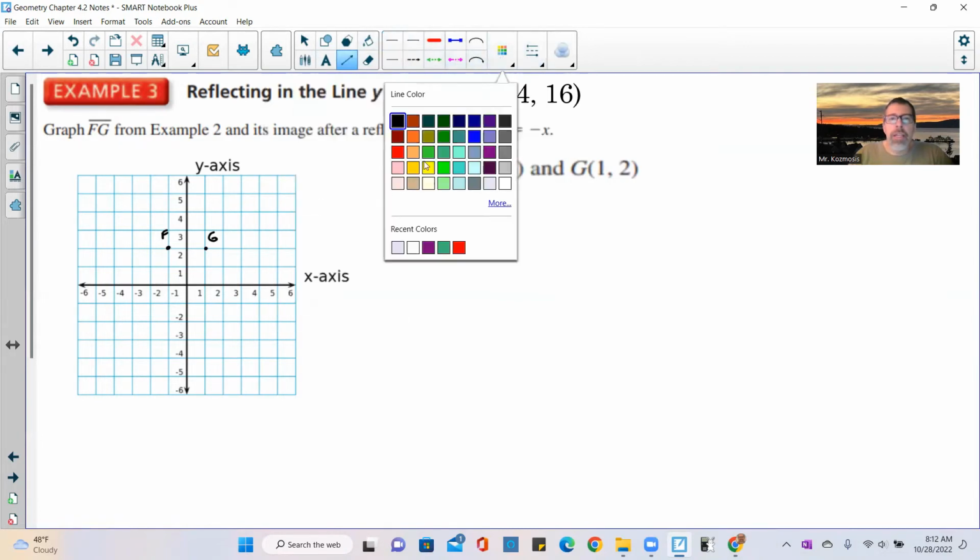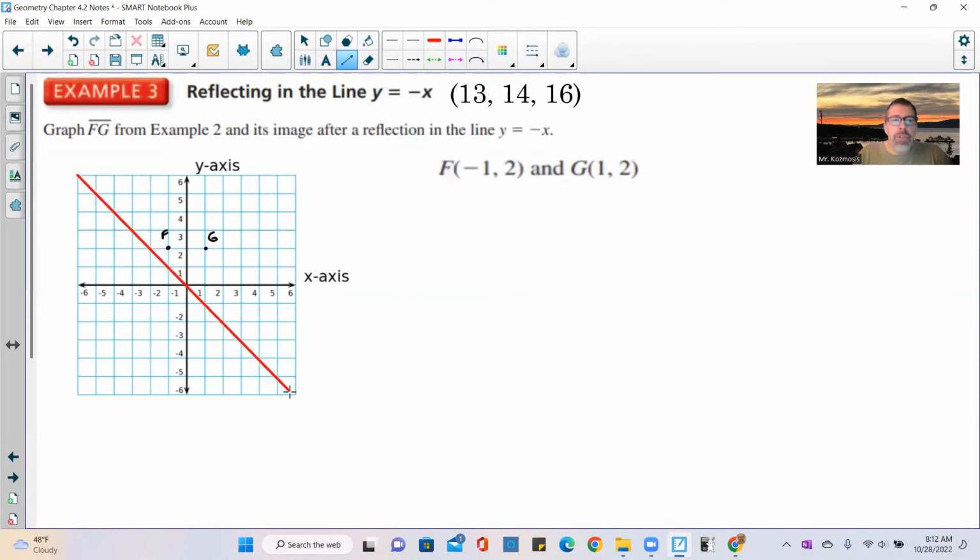So let me make that red. And y equals -x goes through the origin with a slope of -1. So there it is. Let me label it y equals -x. Okay, so I'm going to reflect it across.